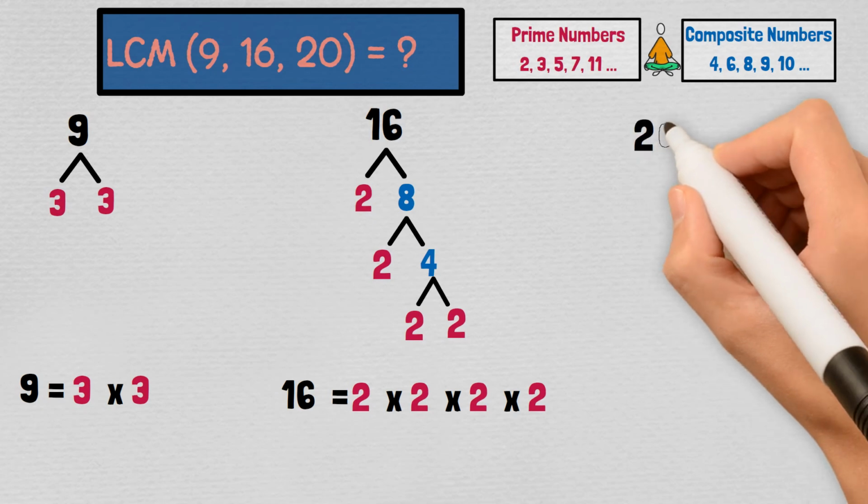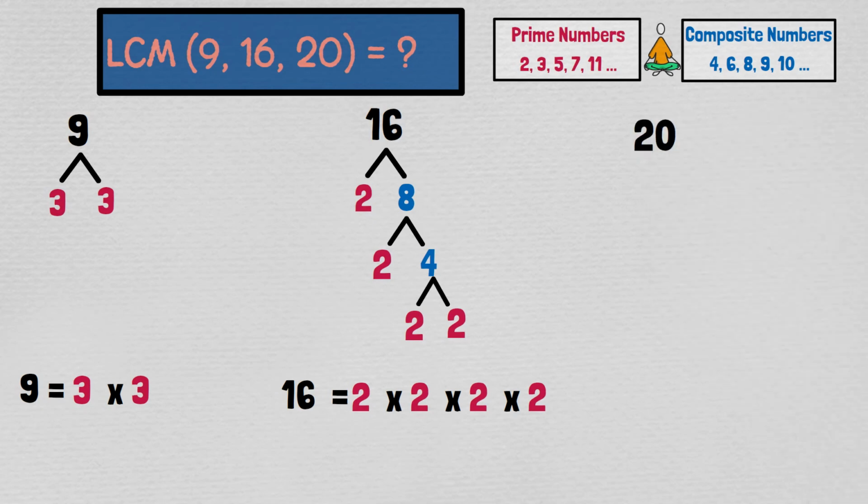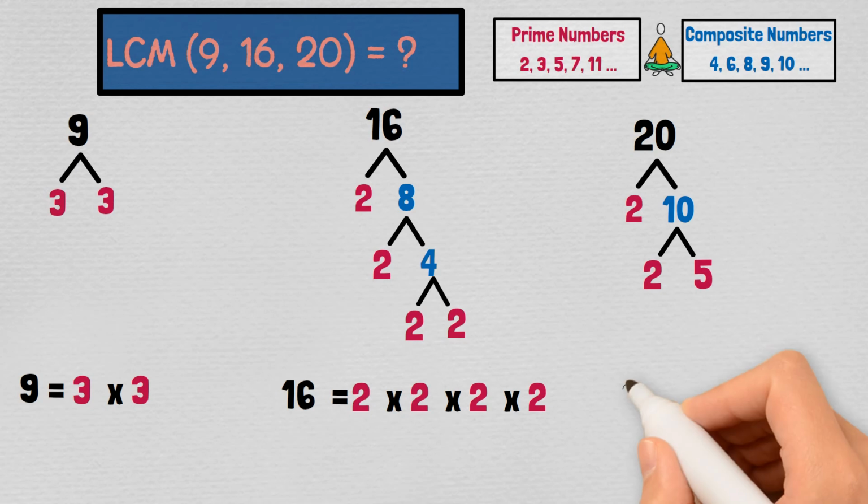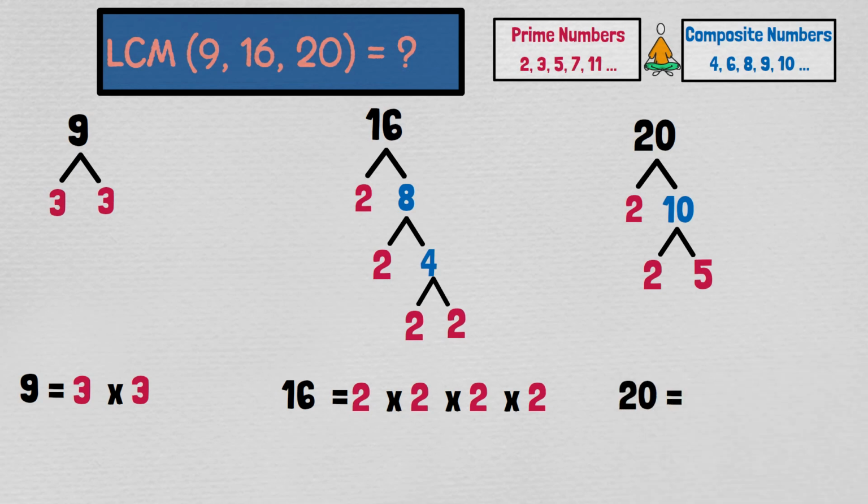The last number we break is 20. 20 divided by 2 equals 10. 10 divided by 2 equals 5. Since 5 is a prime number itself, we don't have to keep dividing. The prime factorization of 20 is complete. 20 equals 2 times 2 times 5.